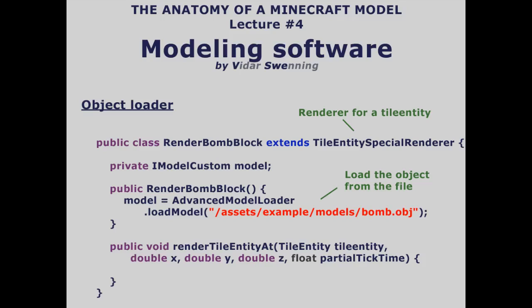Pretty straightforward. And when we want to render a tile entity, we just override the method renderTileEntityAt, and then it's just a matter of rendering that. But then when it comes to the actual model, the model we get from the advanced model loader, when we want to render that, we just do model.renderAll, but we will have to scale it a bit, move it a bit, and bind the textures and so on. But we've seen that multiple times before.